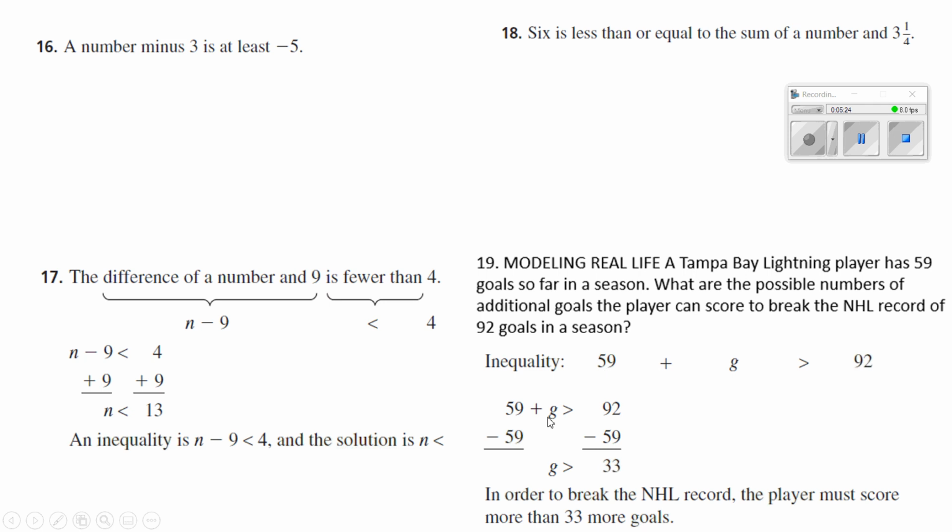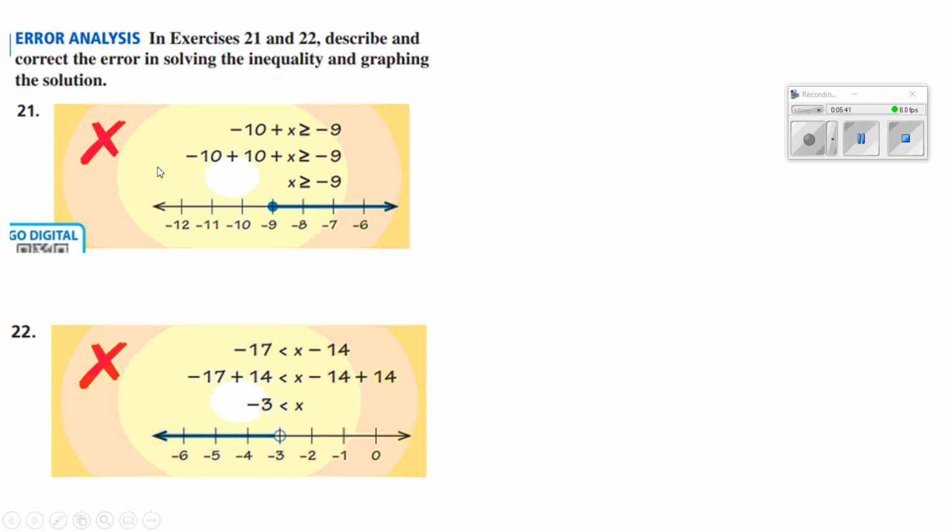Well, we're going to subtract 59 from both sides. 92 minus 59 is 33, which means his goals have to be greater than 33. He'll have to make more than 33 goals. All right, let's go to number 21, which is mine. You'll have 22. It says, describe and correct the error, and solve the inequality and graph.